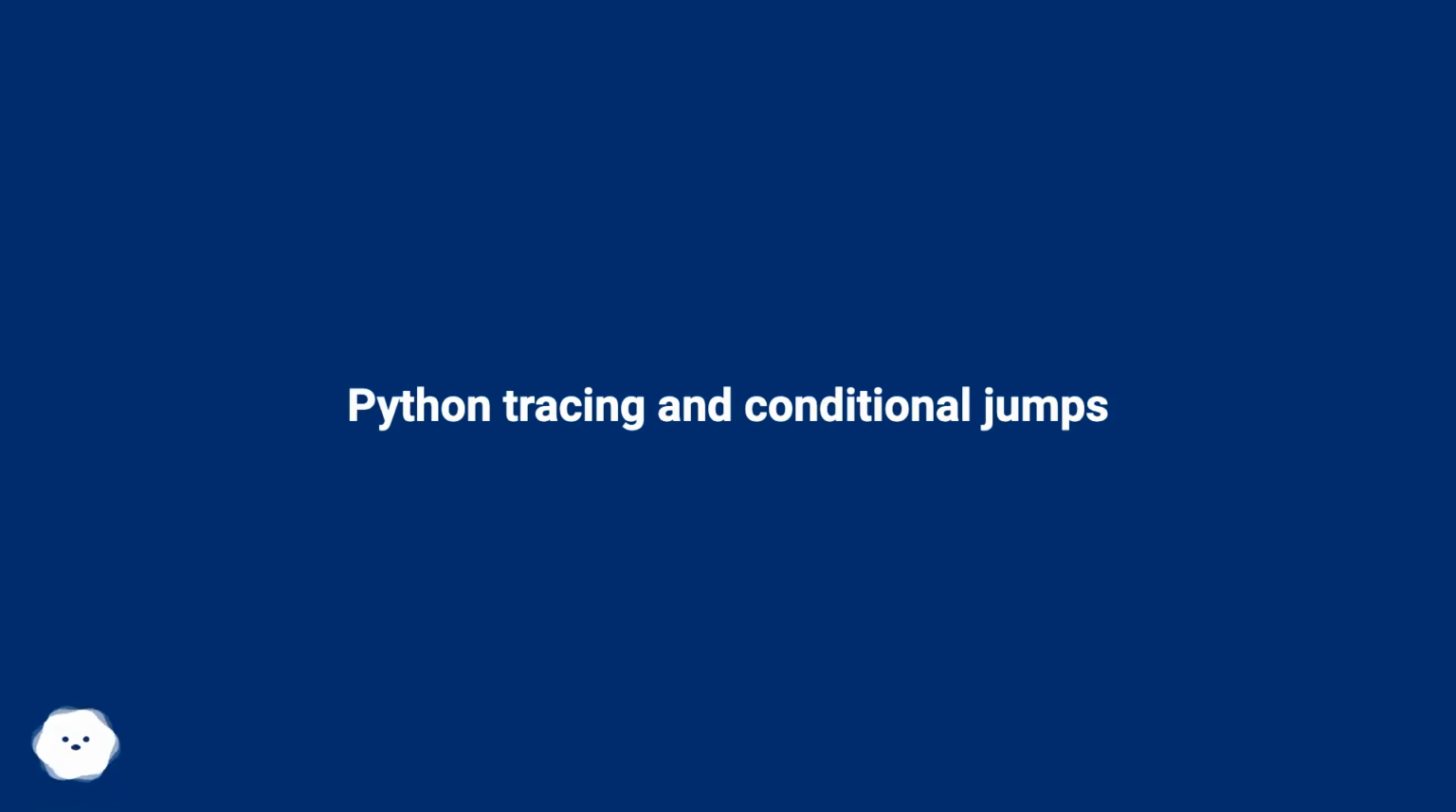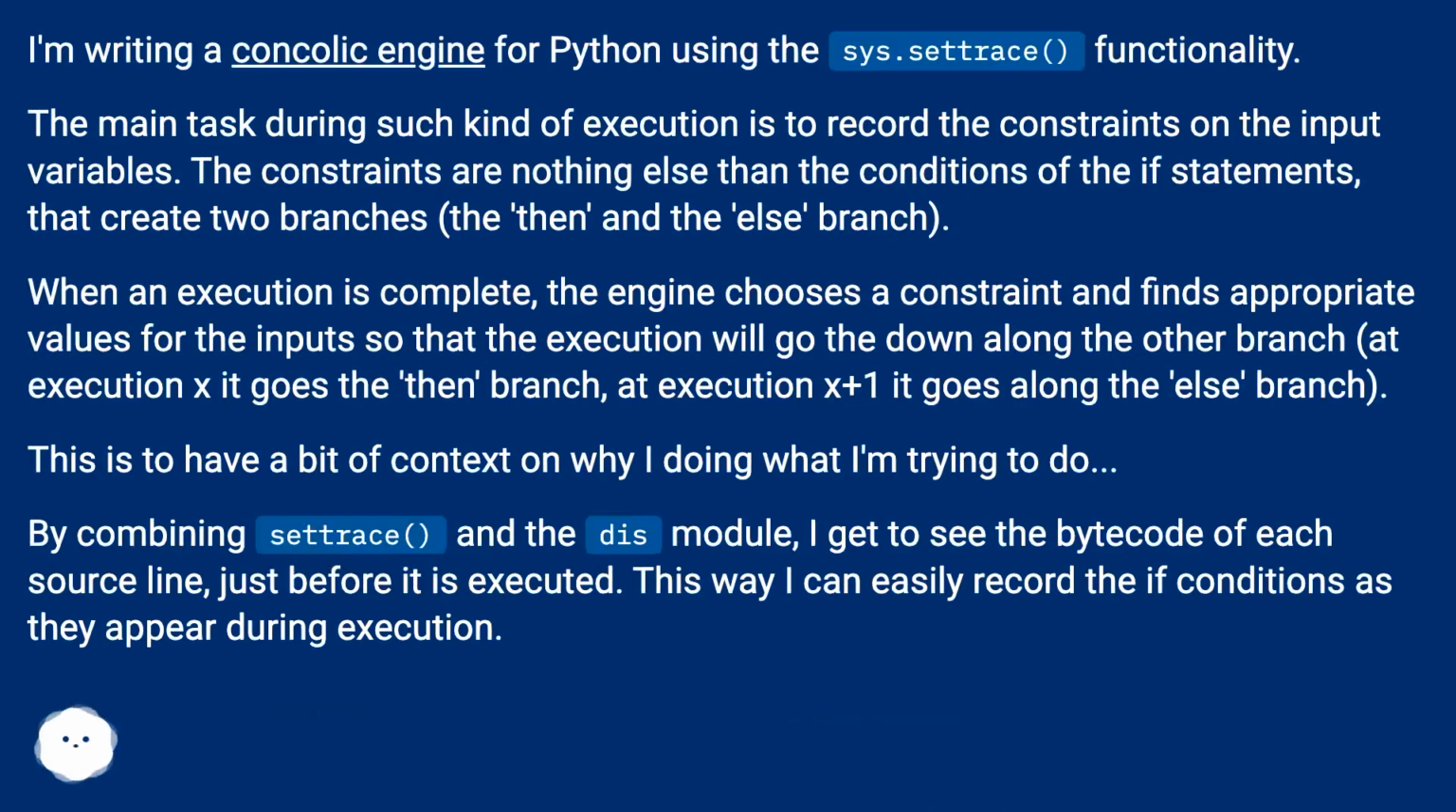Python tracing and conditional jumps. I'm writing a concolic engine for Python using the sys.settrace functionality. The main task during such kind of execution is to record the constraints on the input variables.